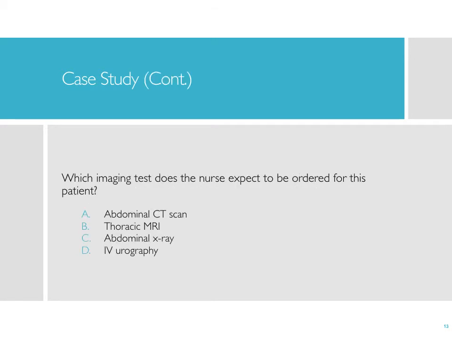So, which imaging test does the nurse expect to be ordered for this patient? An abdominal CT, a thoracic MRI, an abdominal X-ray, or an IV urography? So if we think about it, the abdominal CT scan may show us something, it might not show us anything. The thoracic MRI is totally inappropriate because our kidneys are not in the thoracic area. An abdominal X-ray isn't going to show a soft tissue, so that's another thing that wouldn't be very helpful. But the IV urography or X-ray of the kidneys, ureters, and bladder is performed to diagnose stones, obstructions, and so that actually would help us.